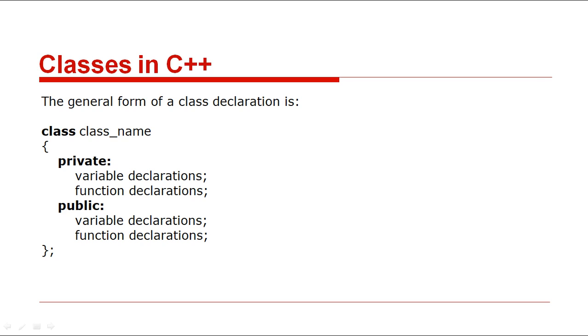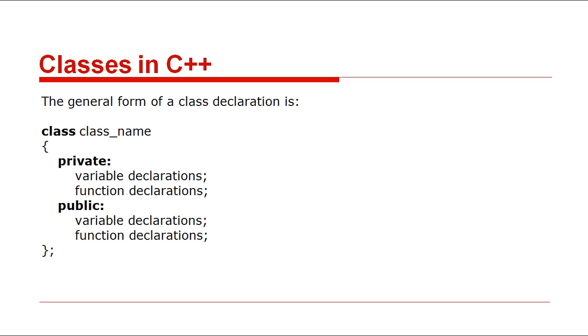In the class declaration, here is the keyword called class, then the class name. The class name is a user defined name. It should not be a keyword. Remember all of you, the class name should not be a keyword. So that is a user defined name. Clear? In the class, there are two sections. The first one is private visibility and the second one is public visibility.